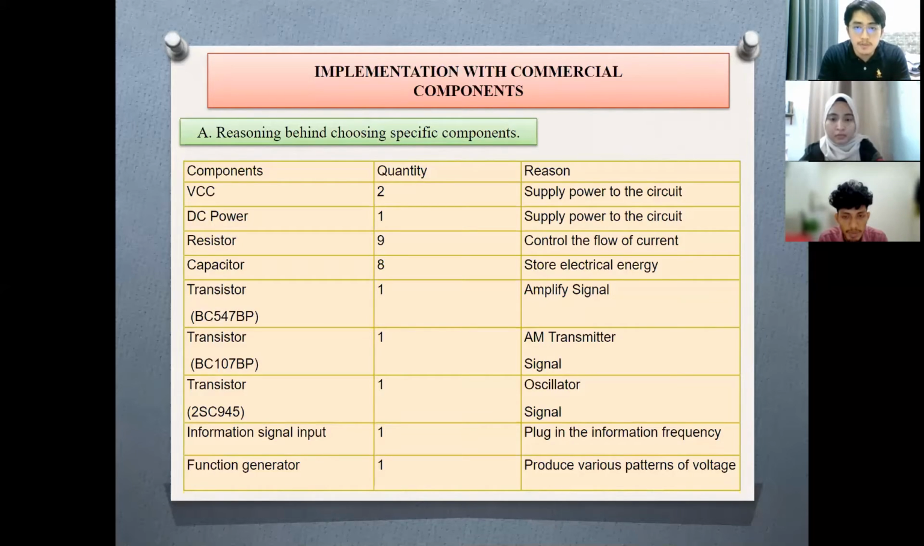Then for the amplifier signal, we also use transistor BC107 BP for the AM transmitter signal. Then for transistor we also use transistor 2SC945 for the oscillator signal. Then for the information signal input we use 1 to plug in the information frequency. Then lastly the function generator we use to produce various patterns of voltage.